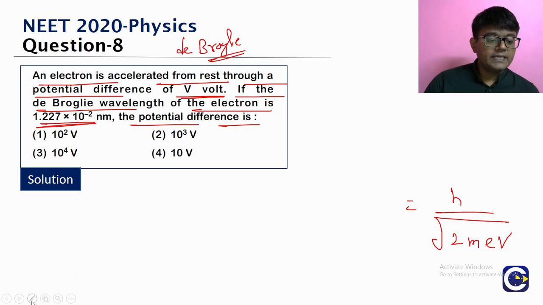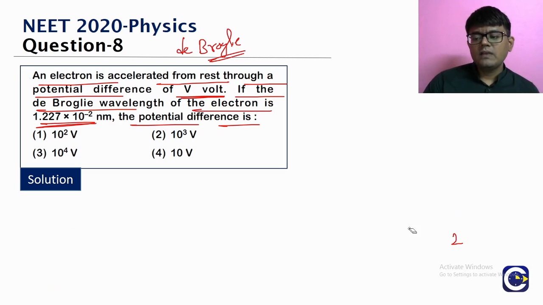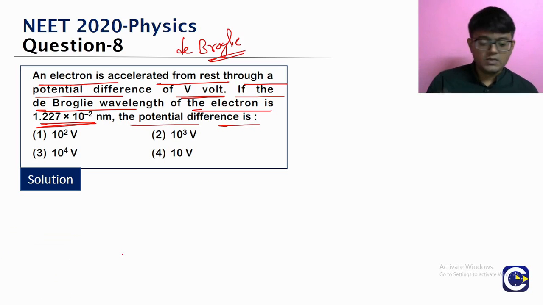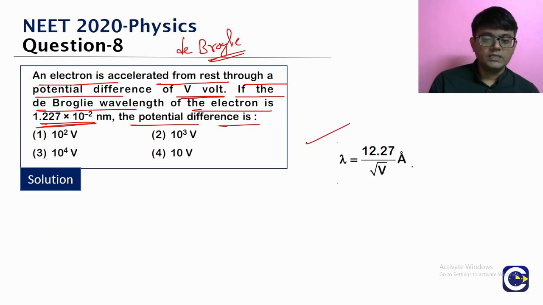When we substitute these values, we will get a simplified formula that has the de Broglie wavelength in terms of the voltage. Even if we remember this, after substituting all the values, we get lambda equal to 12.27 divided by root V. This will be in terms of angstroms.